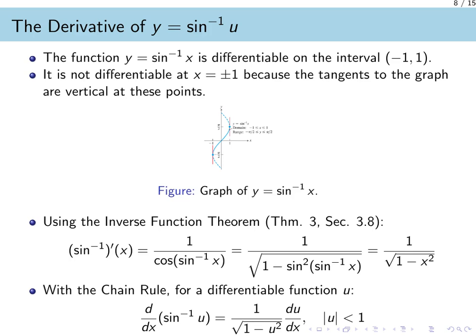This leads to our final result, which, when combined with the chain rule for a function u, states that the derivative of the inverse sine of u is 1 over the square root of 1 minus u squared, all multiplied by the derivative of u. The essential rule to remember is that the derivative of inverse sine of x is 1 over the square root of the quantity 1 minus x squared.